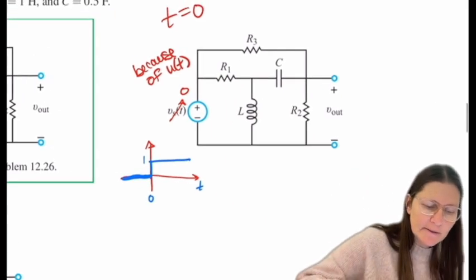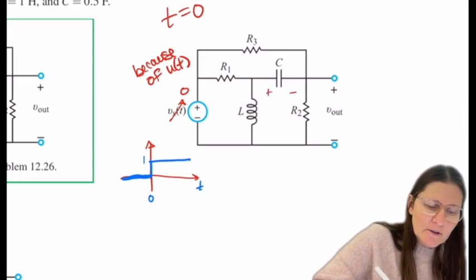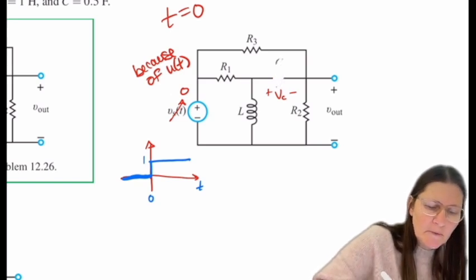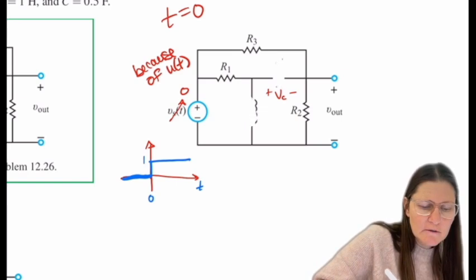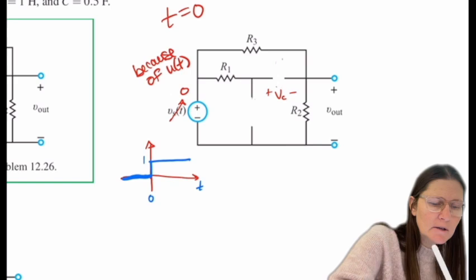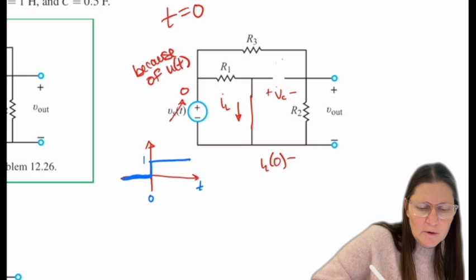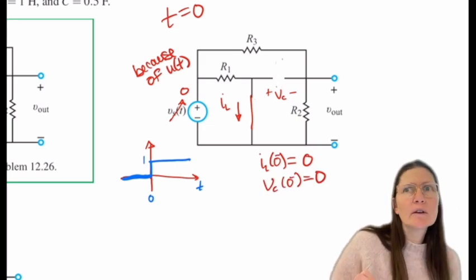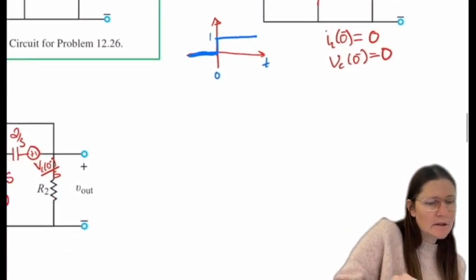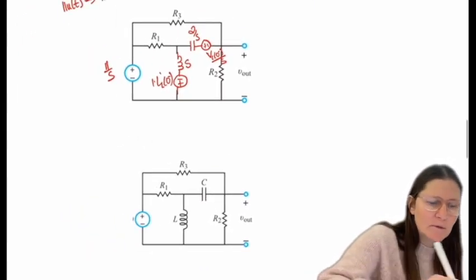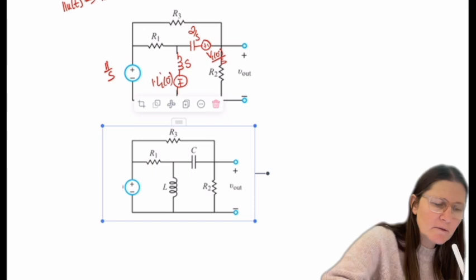And then solving this, if this is 0, VC, this will be an open, and this will be a short. And then solving for the IL will be going through this, IL and VC. So IL of 0 will be 0, and VC of 0 will be 0. So those will be shorted. And so those being 0, can reduce this circuit down a little bit more.